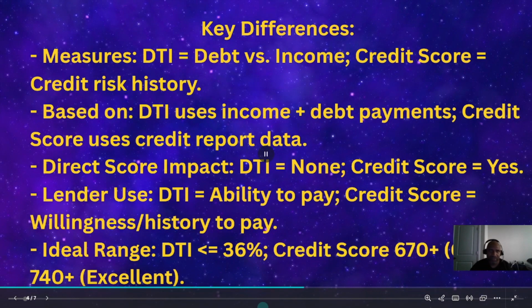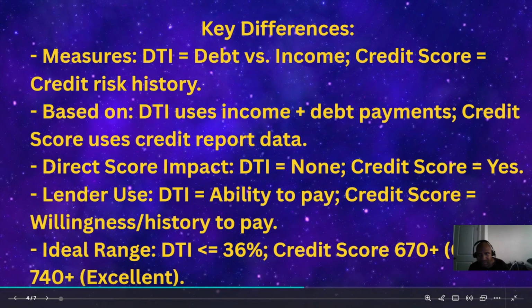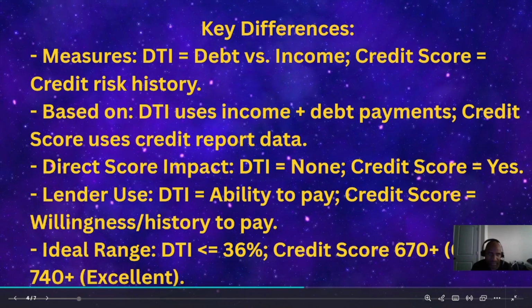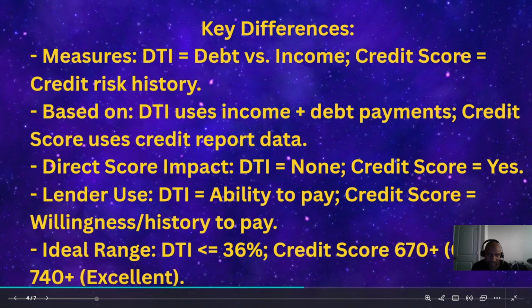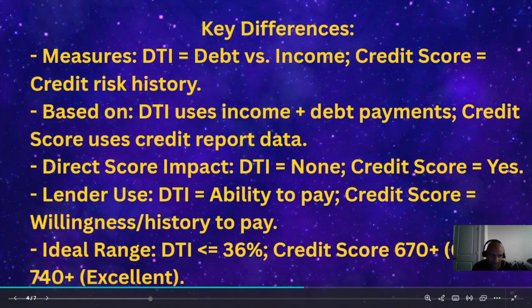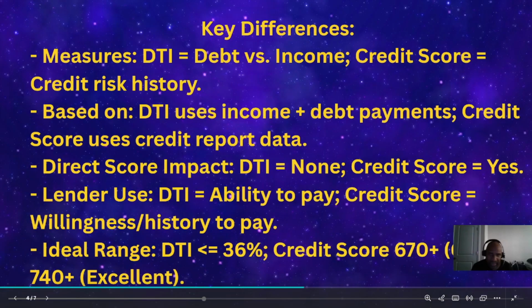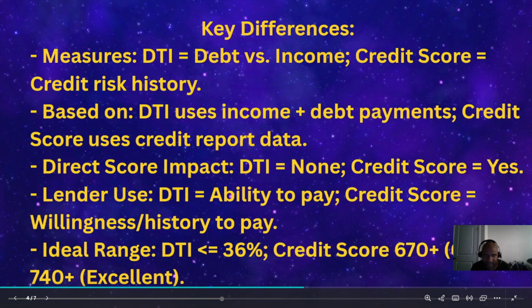Key differences. Measures: debt to income equals debt versus income. Credit score equals credit risk history. Based on: DTI uses income plus debt payments. Credit score uses credit reported data. Direct score impact: DTI equals none, credit score yes.